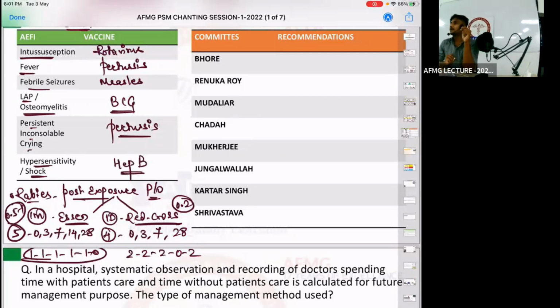Hypersensitivity and shock. Intussusception, rotavirus. Fever, pertussis. Febrile seizures, measles. Paralysis with OPV, the oral polio vaccine. Vaccine associated paralytic polio and vaccine derived paralytic polio.